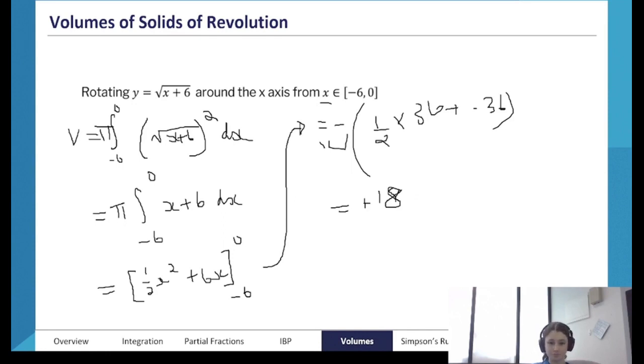Okay, so this gives us an answer of 18 units cubed. Make sure you write units cubed at the end, otherwise you might lose marks.